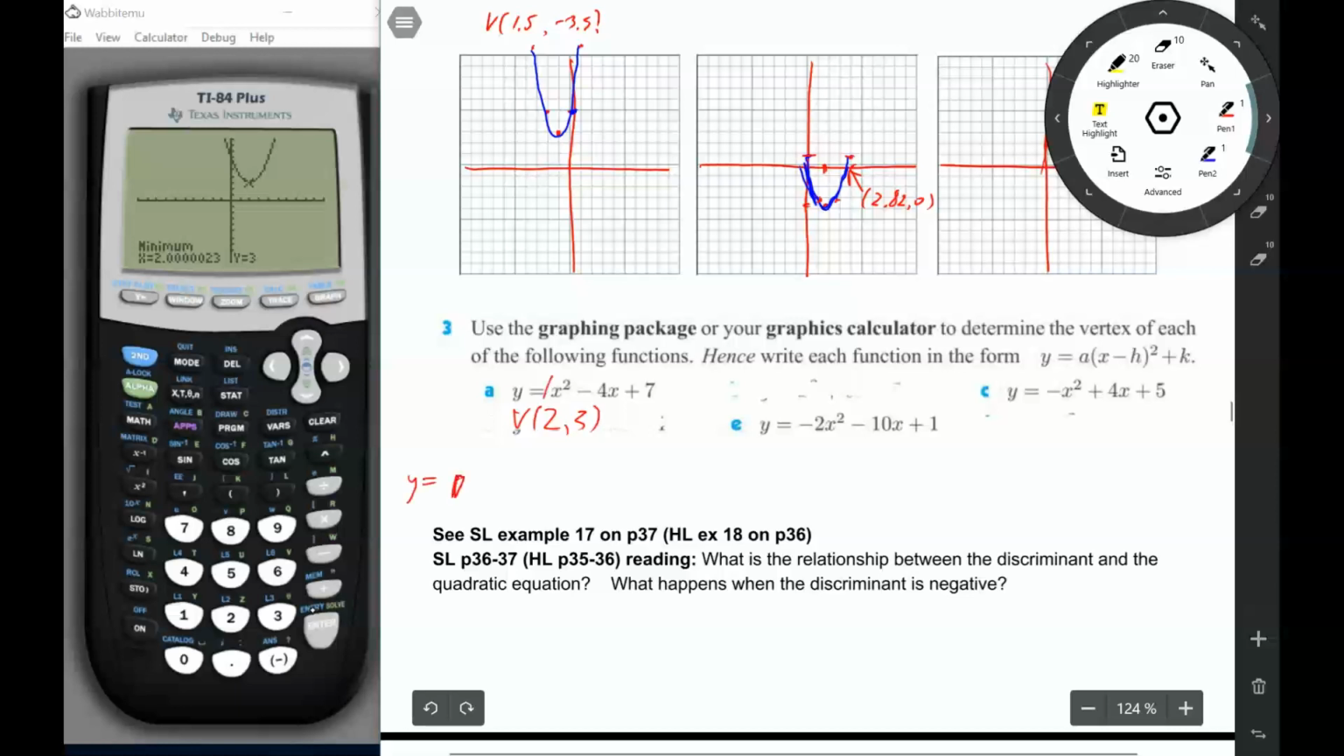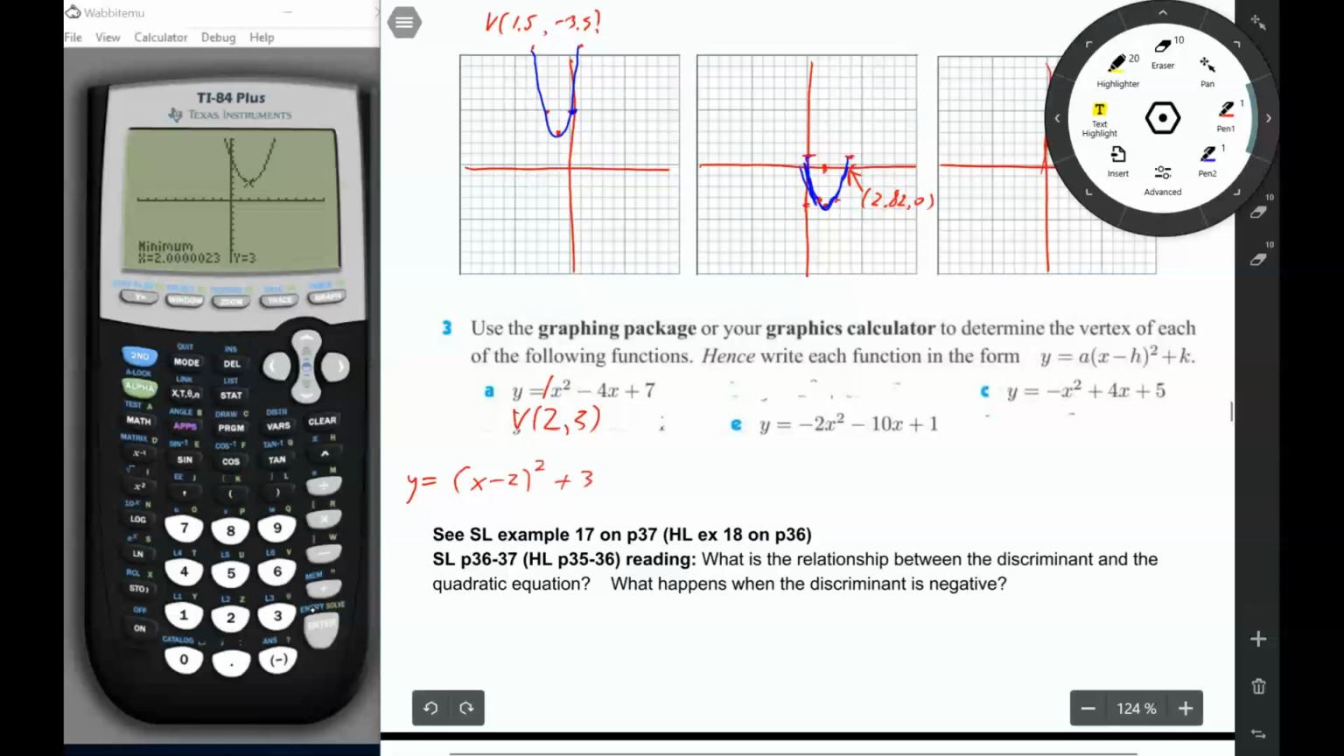The A value in the standard form is the same as the A value in the vertex form. So I know that it's 1. So here I'm going to put x minus 2 squared because the h value is 2, and then I'm going to do plus 3. Okay.